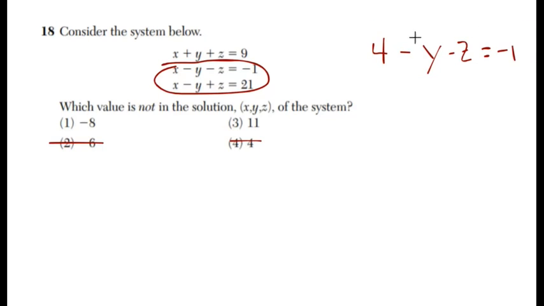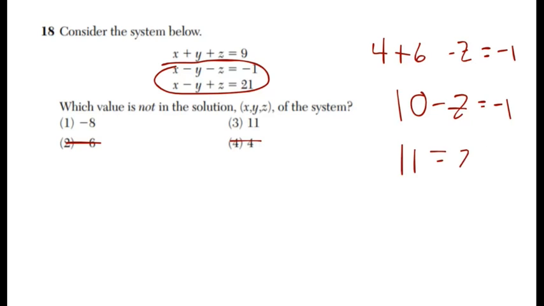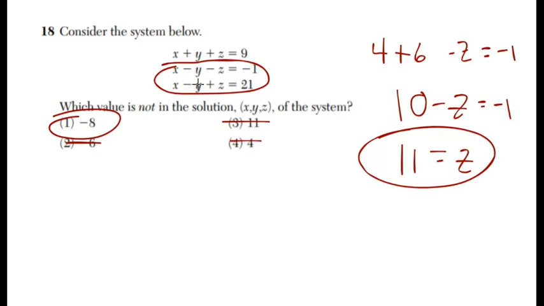We found y was -6. Yes, it was -6. So if I plug it in here, it becomes a +6. So 10 minus z equals -1. I'm just going to add z and add 1, and we get 11 equals z. So z is equal to 11. That's also part of our solution. So -8 is the only one that's not part of this.